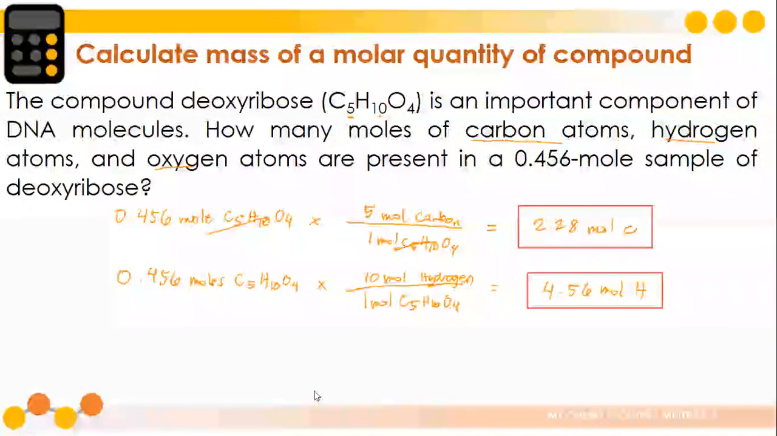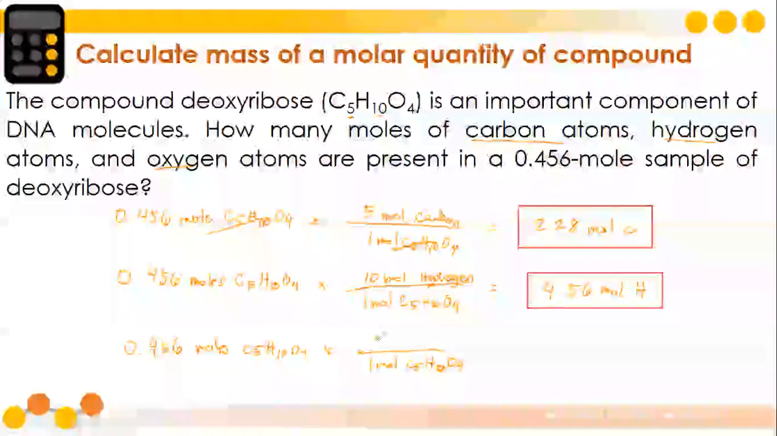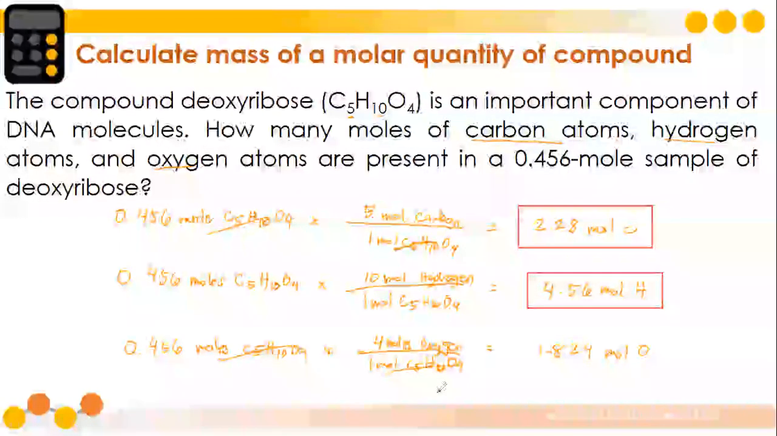Kindly pause this video and try to answer moles of oxygen atoms on your own. Okay, let's answer it all together. We have 0.456 moles of deoxyribose, which is C5H10O4. Multiply it by the number or the subscript attached to our oxygen, which is simply 4. We have 4 moles of oxygen in the compound given. Try to solve it. Hopefully we have the same answer. We have 1.824 moles of oxygen. This is now your final answer.